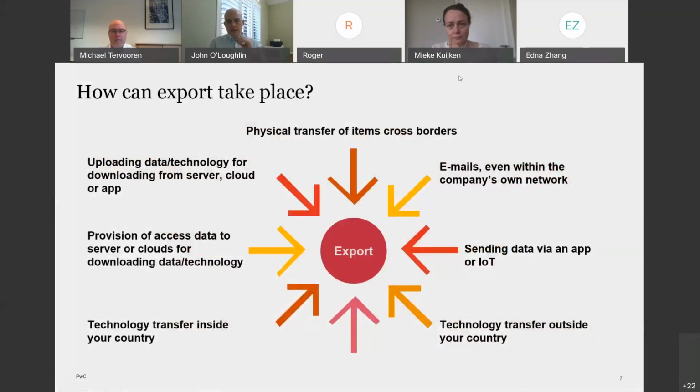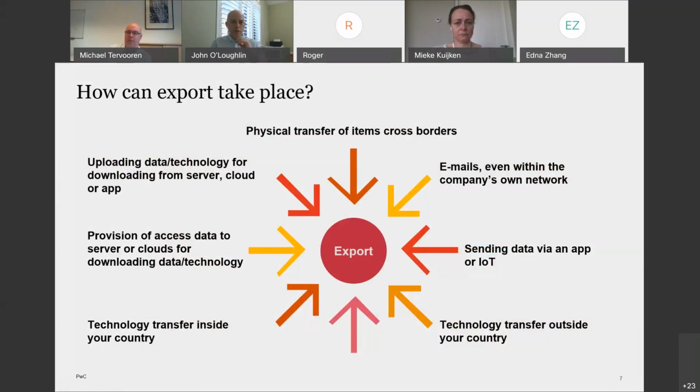How can an export take place? And I referred to this earlier in terms of various different types of movements. Oftentimes in the trade compliance world, we spend a lot of our time focusing on customs and customs controls, the movement of physical products across international borders. But as I said at the very outset, from an export control perspective, it's broader than just physical products.